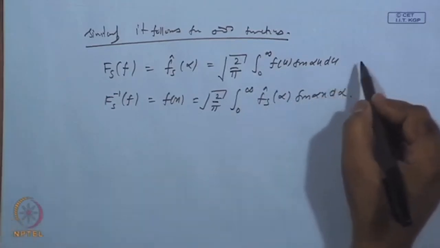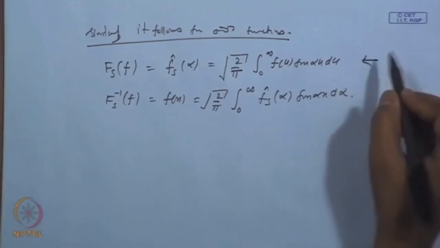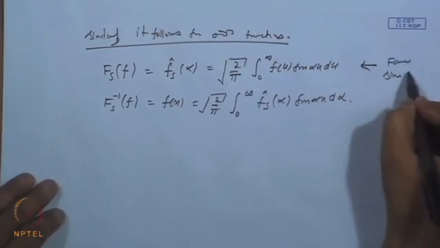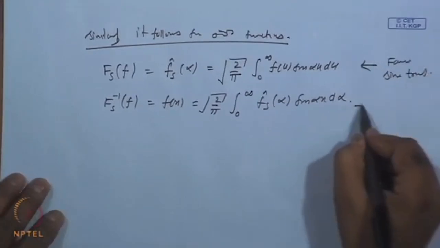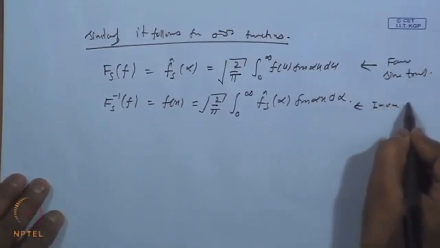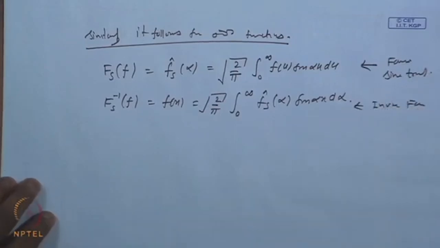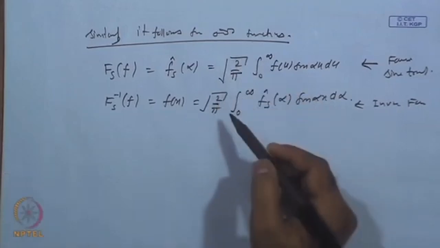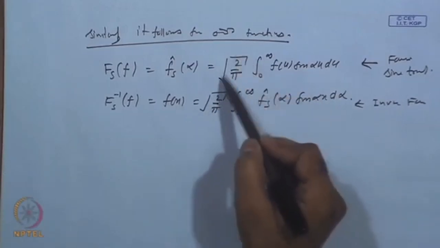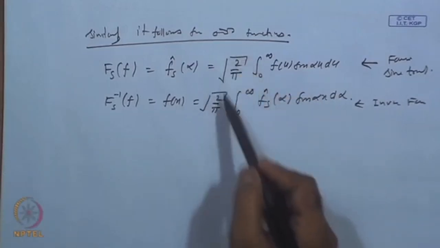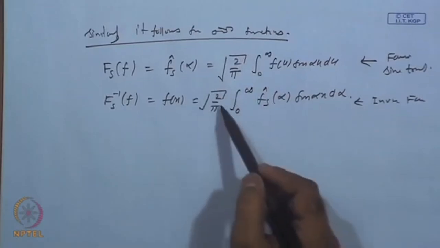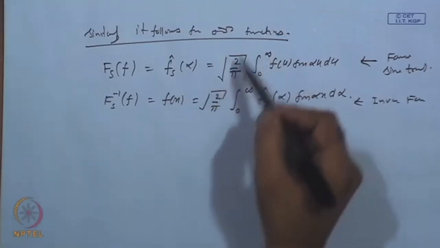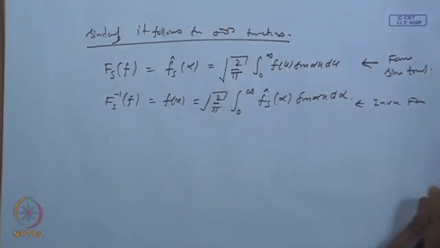So, this is the Fourier sine transform, and this is the inverse Fourier sine transform. There are different versions available in the literature. We can have the complete 2 over pi factor on one side and remove it from the other, or vice versa. But we will follow the convention where the same factor is sitting for both.